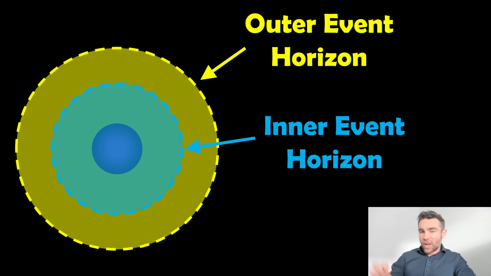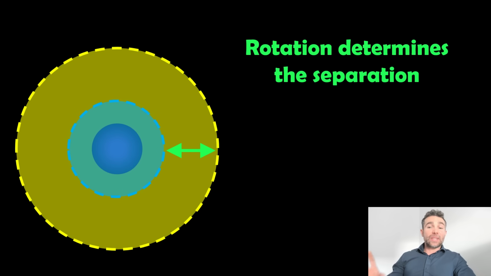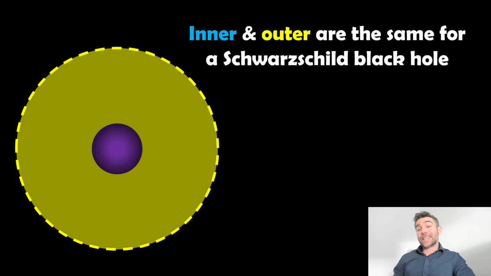But in between the two, you have some really weird things that can occur, like time loops and stuff like that. So you've got the inner one and you've got your outer one. Now, the spin determines the separation between the two. If you have a faster rotating black hole, then the distance between the inner and outer increases. As you slow the rotation down, they get closer and closer. And actually, if there's no spin, then the inner and outer are going to be the same, which is what we have for a Schwarzschild black hole, which is why we only have the one event horizon.